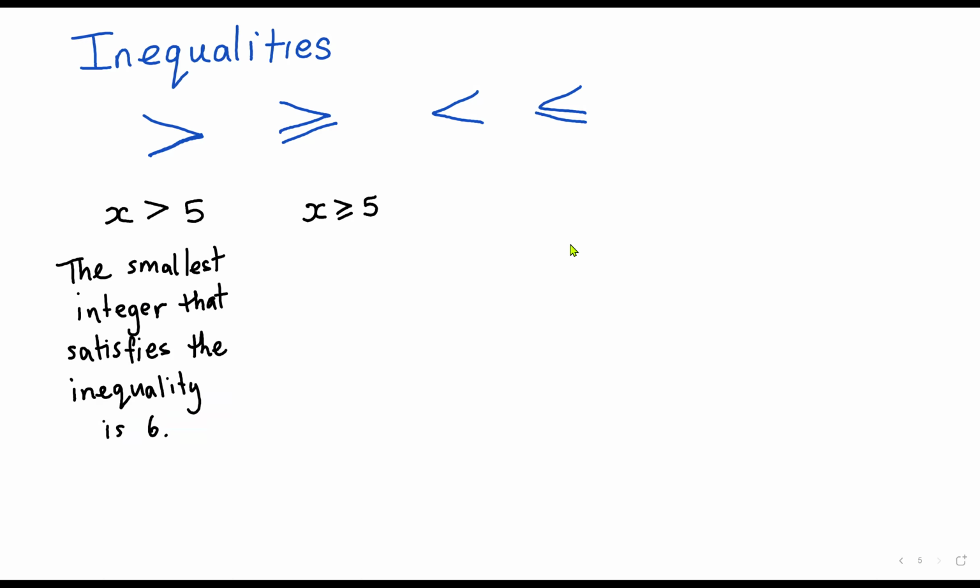So x in this one can actually be equal to 5 because of that equal to part, right? It's not just greater than, but it is equal to. So the smallest integer that satisfies this inequality would be 5, right? And then it could be anything greater than that. X cannot be 5 here, but x can be 5 here.